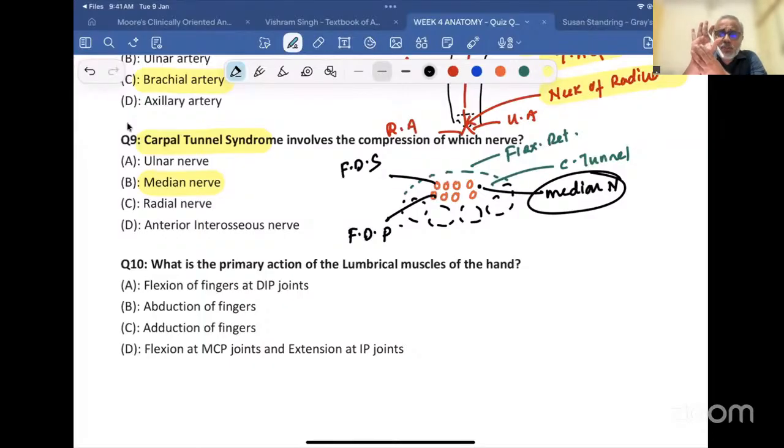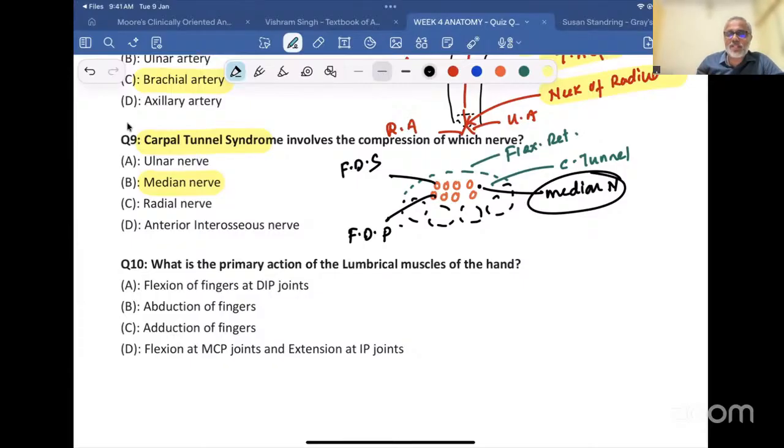Carpal tunnel syndrome usually presents with tingling sensation over the lateral 3.5 digits of the hand, right? This is carpal tunnel syndrome. So what is the nerve involved in carpal tunnel syndrome? It is the compression of the median nerve. Ulnar nerve passes superficial to flexor retinaculum. It does not pass deep to it. Done? Right.